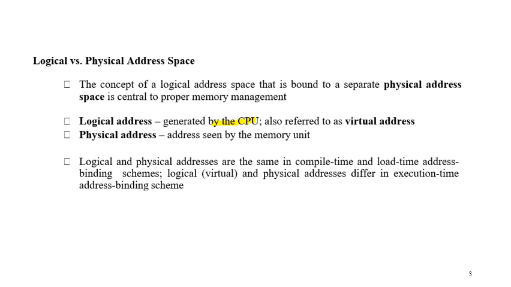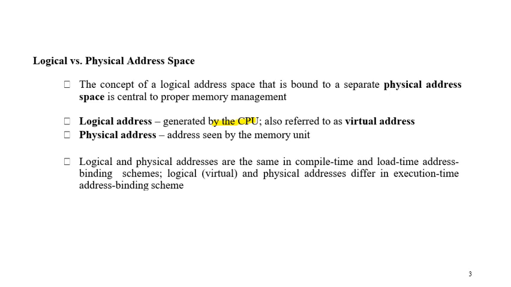Next, the logical address does not exist physically in the memory, whereas the physical address is a location in the memory that can be accessed physically. Also, identical logical addresses are generated with the compile-time and load-time address binding methods, whereas they differ from each other in run-time.